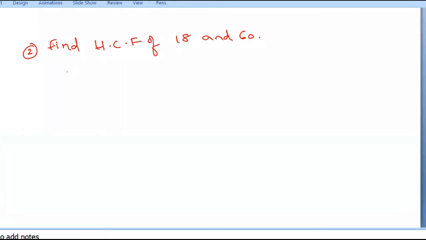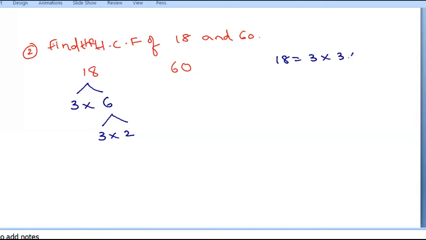Here we will go with the second question. Find the HCF of 18 and 60. First you should write 18 as a product of prime numbers, and 60 also. 18 you can start with the 3 table or 2 table. I'm taking the 3 table. So 3 times 6 is 18. Then 6 is not a prime number, so you should write 6 as 3 times 2. Now finally we got 18 as the product of 3 times 3 times 2.